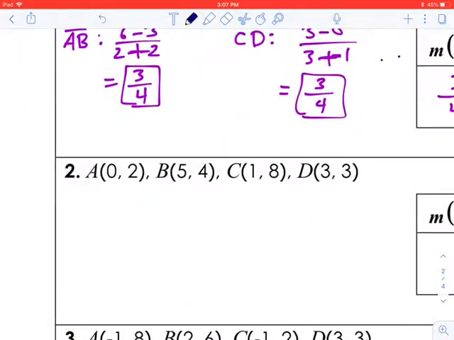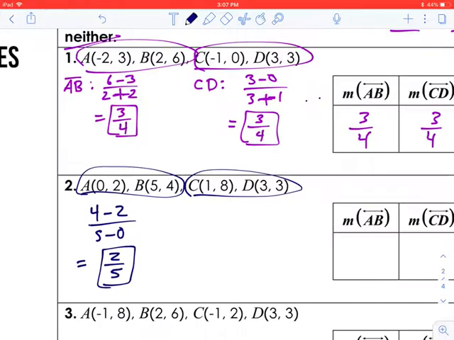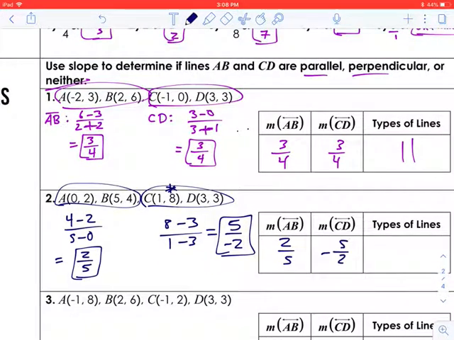So same thing here, AB, CD. So AB, I'm going 4 minus 2 over 5 minus 0. So we end up with 2 over 5. There we are, so 2/5. And then same thing. I'm going to start with this one this time. So 8 minus 3 over 1 minus 3. So that gives me 5 over negative 2. Okay, so negative 5 over 2. So we switch the sign, we flip the fraction. Those are parallel. Or not parallel, perpendicular.